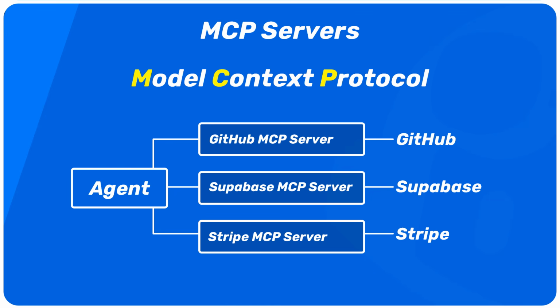For example, if we make a Supabase database for a project and we want Copilot to be able to communicate with that database, we would install and run the Supabase MCP server. And when we do that, the Supabase MCP server exposes tools which Copilot can use to interact with that Supabase backend to do things like read and write tables.